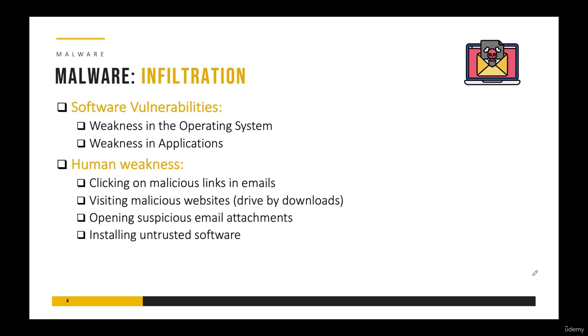Another big reason is installing untrusted software, or installing software from untrusted sources. So even if you trust, let's say, Microsoft Office, you should always install it from the official website, not from third parties, because that opens the door for malware infiltration.